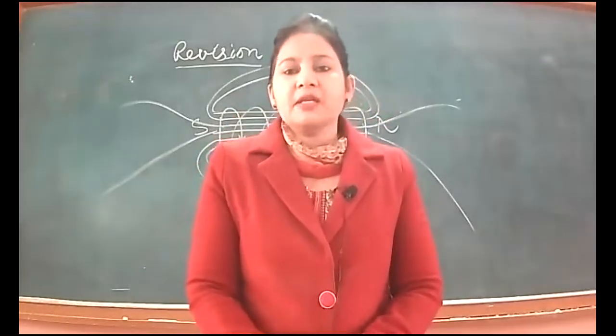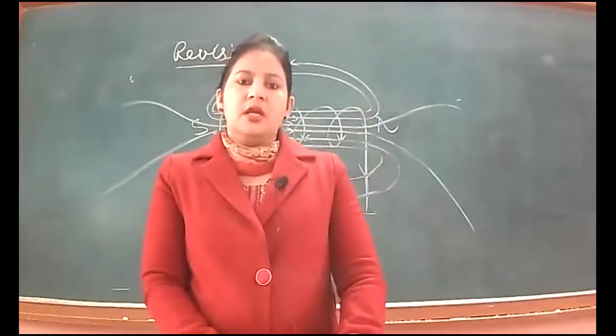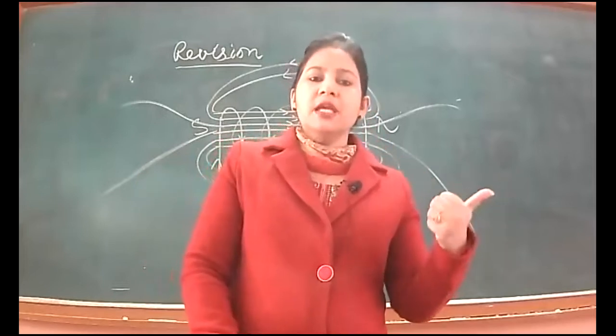Okay? So apply Fleming's left hand rule and tell me what will be the direction of force. If the electron is going towards west, the current will be flowing towards east.